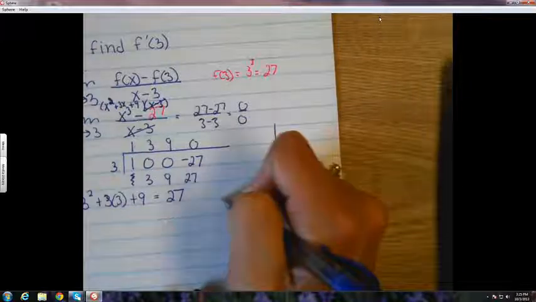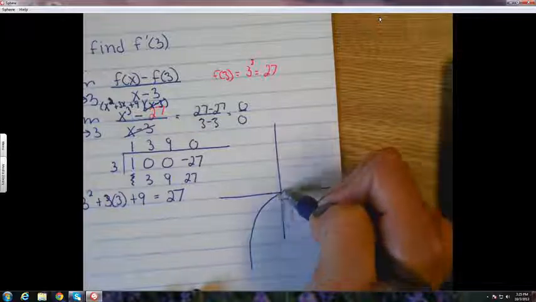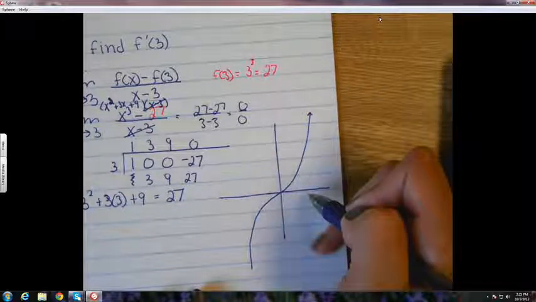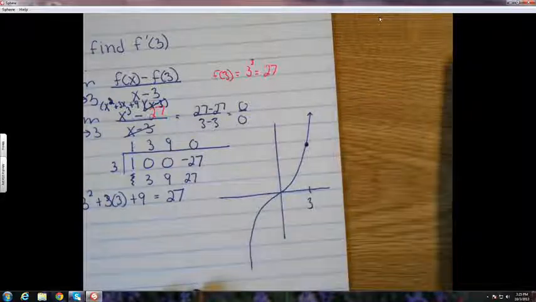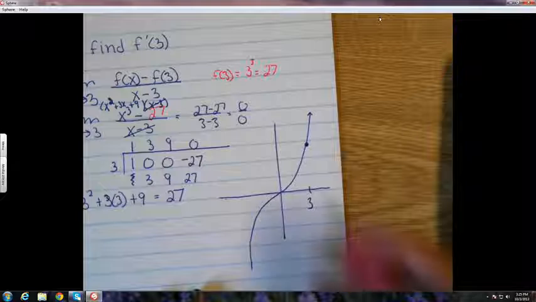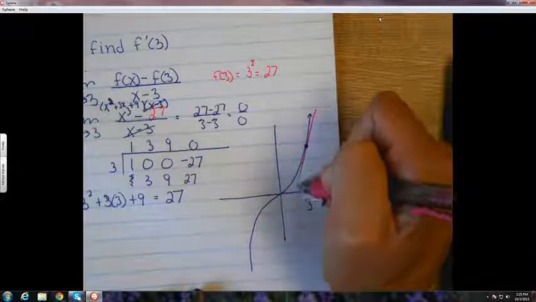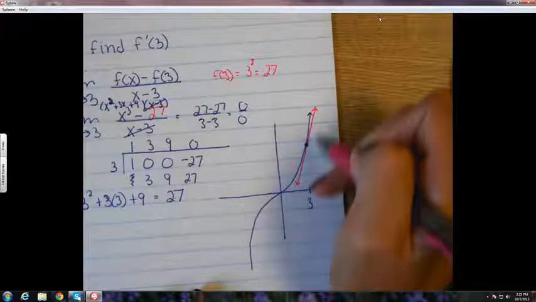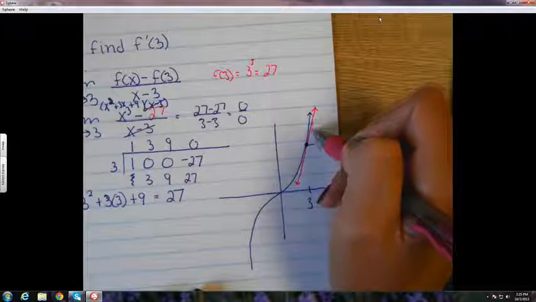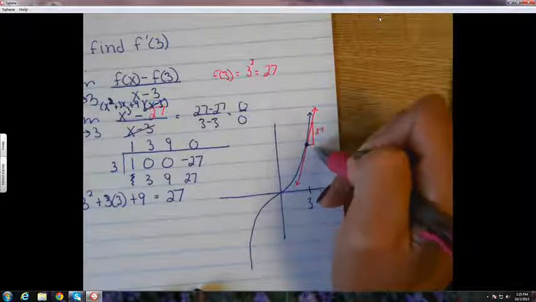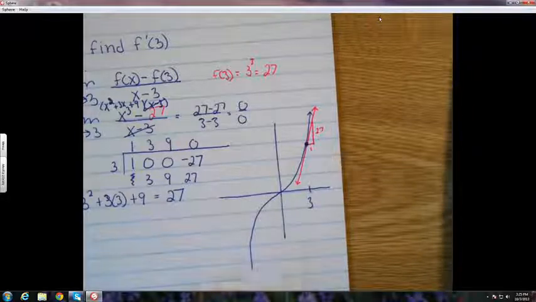take a quick peek. Here's my cubic equation. When x is 3, that 27 that we found is giving us the rate of change. It's the slope of this tangent line here. The rise over the run of that new line is going to be 27. So it's the slope of the tangent line that we're finding, the rate of change.